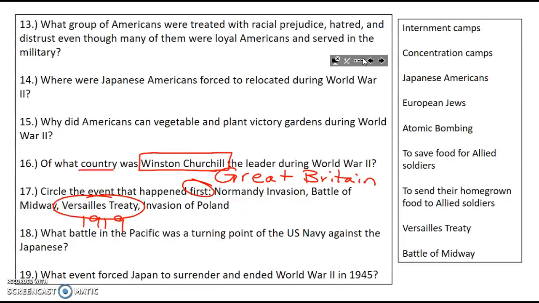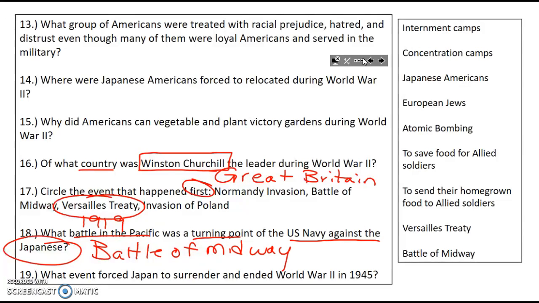18. What battle in the Pacific was a turning point of the U.S. Navy against the Japanese? That was the Battle of Midway. And that was about a 4-day battle where we sunk 3 aircraft carriers.